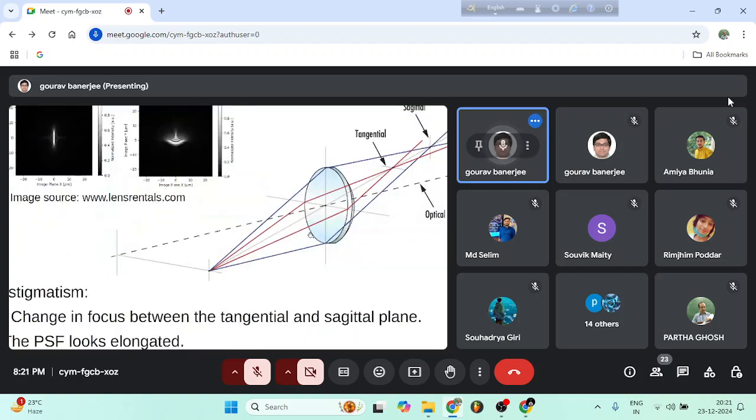Now we'll talk about astigmatism. It's again something very similar to coma, but this time we have two different planes of rays that do not come to focus at the same plane. Because you have an asymmetry in the system, one of the planes comes to focus earlier and the other plane comes to focus later. The characteristic of astigmatism is that your PSF now looks like a line instead of a point.